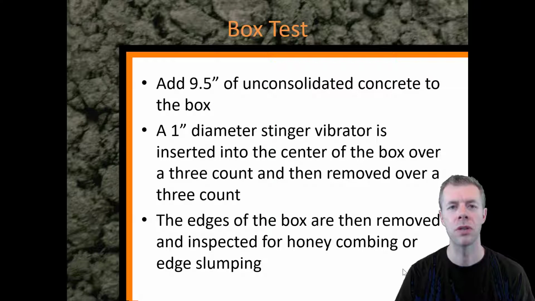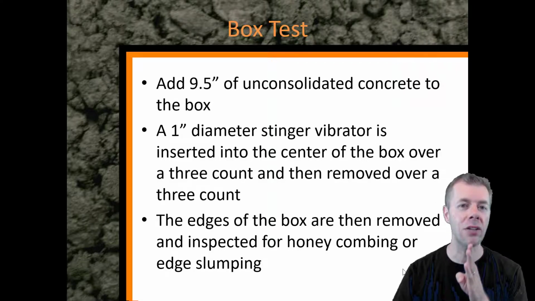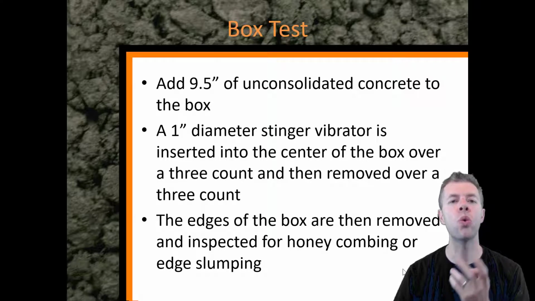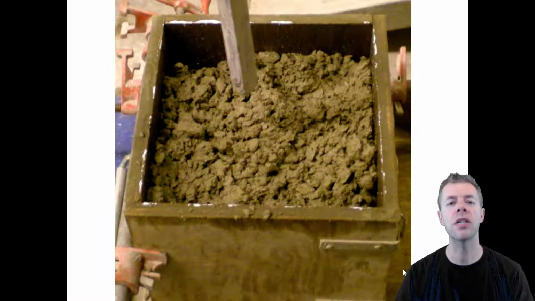And why do we do this? If it honeycombs, that means the sphere of influence, or the energy of the vibrator, was not enough to consolidate the concrete. We can see it. And if it edge slumps, that means the concrete was too workable, that once you take the edges of the box off, it doesn't work. Let's see it in action.